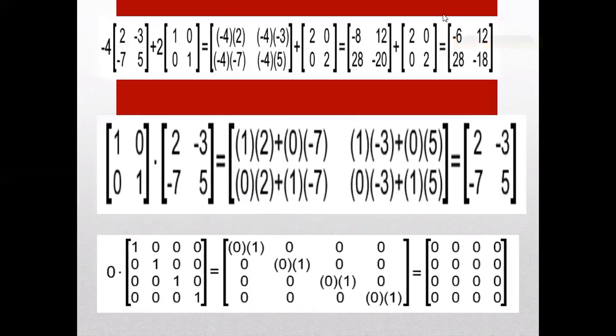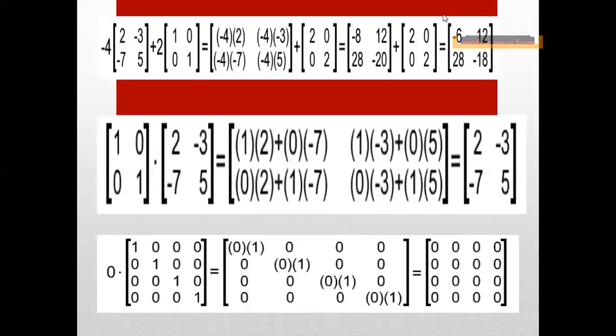The row of the first matrix is multiplied by column of the second matrix. So 1 multiplied by 2 plus 0 multiplied by minus 7, then 1 multiplied by minus 3 plus 0 multiplied by 5. So like this, it goes on. The answer is again the second matrix itself, 2 minus 3 minus 7, 5.